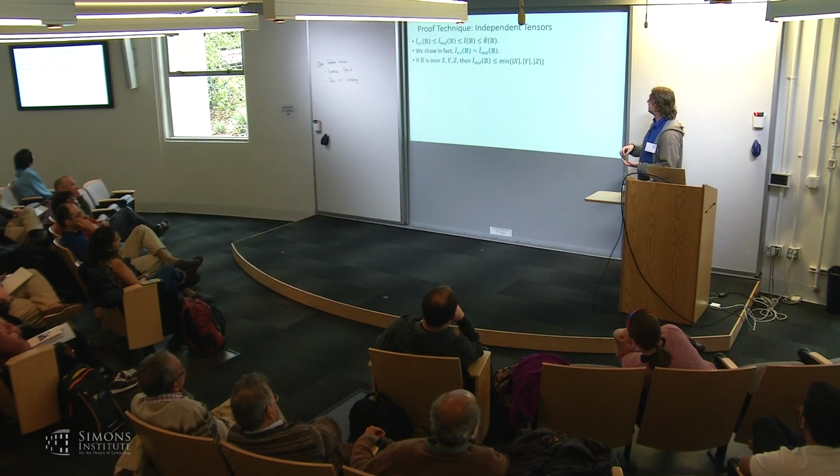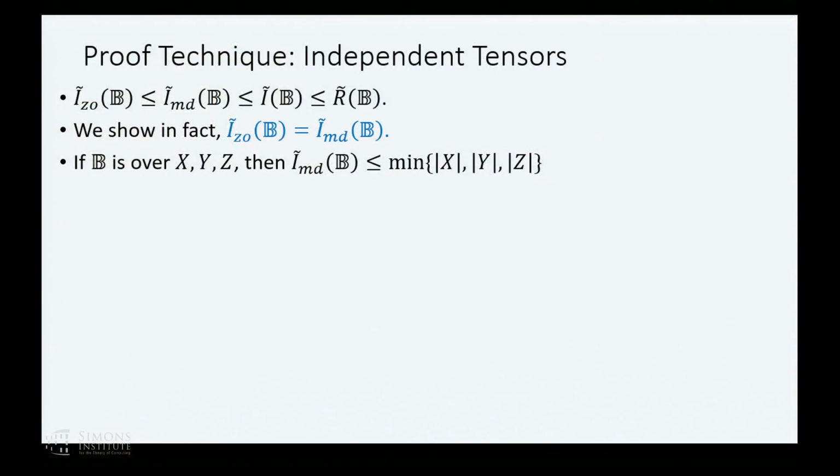Okay, and one other simple observation is that if B is over the x variables, y variables, and z variables, then the monomial degeneration subrank of B is at most the minimum of the 3 sizes of the sets of variables. And this is just because monomial degeneration always goes from your tensor to a subset of the terms. And if you're getting independent terms at the end, you need at least 1 variable for each of those terms.